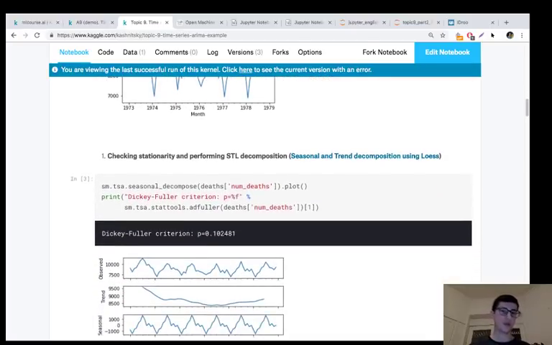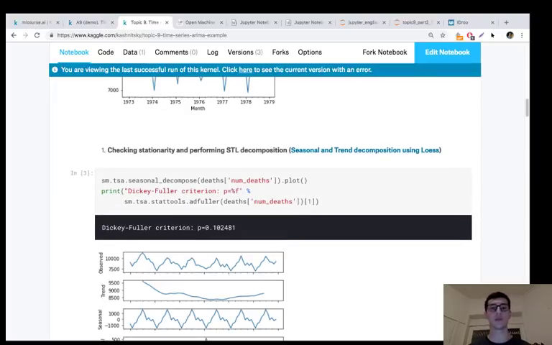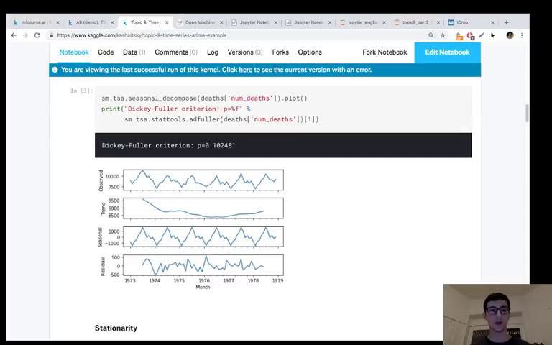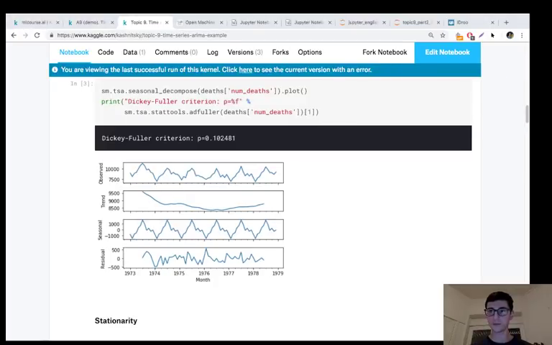For this graph we can first do STL decomposition, seasonal and trend decomposition, and we're going to analyze stationarity. In this graph we can detect a trend, so we can see that overall the values are decreasing. We can detect seasonality here as well. And then we are left with residuals.